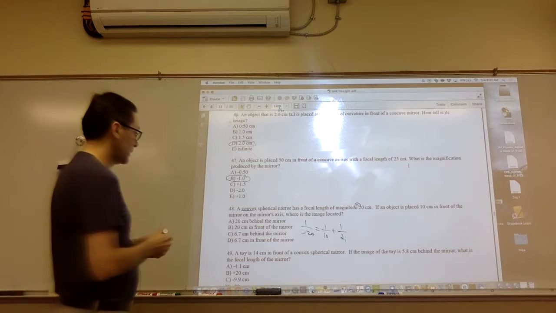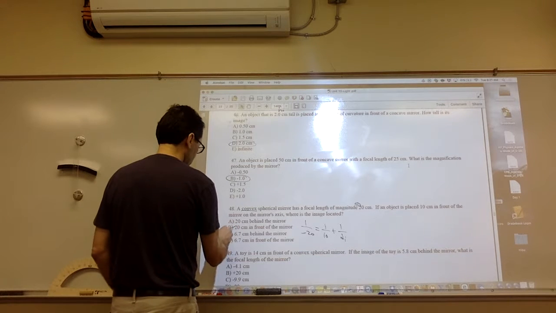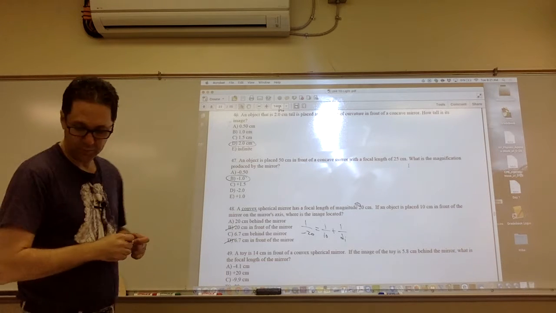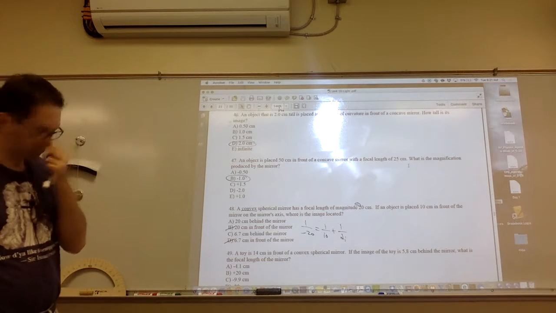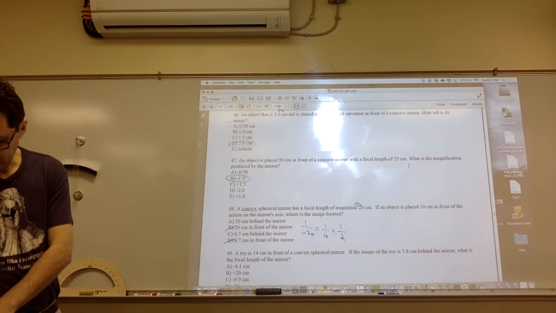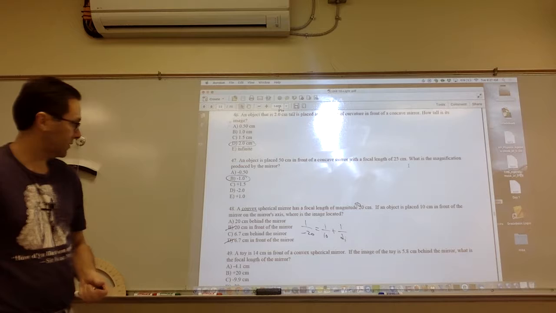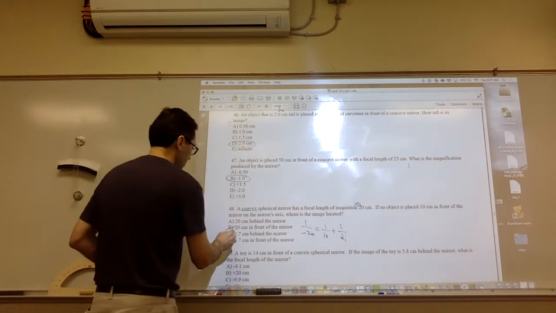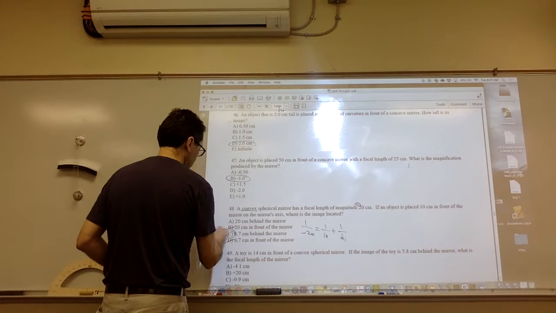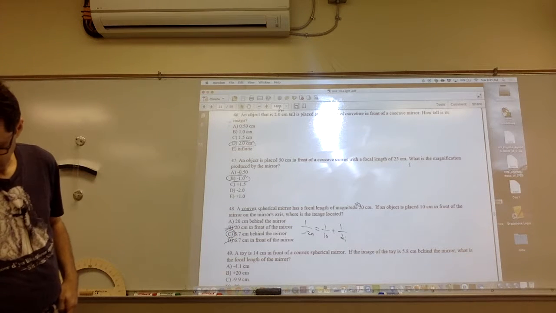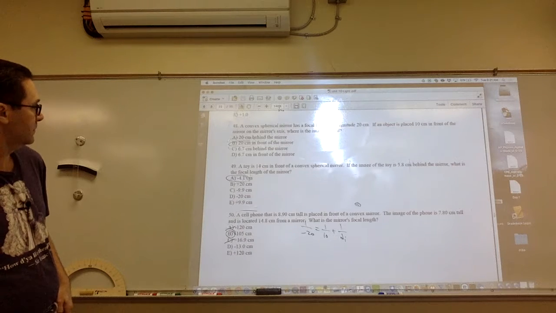Okay, so anything that says in front of the mirror is no good. These two are out. Now if we do the math over there, we should get -6.67 centimeters. So it should be C. Yep, that's what it is.